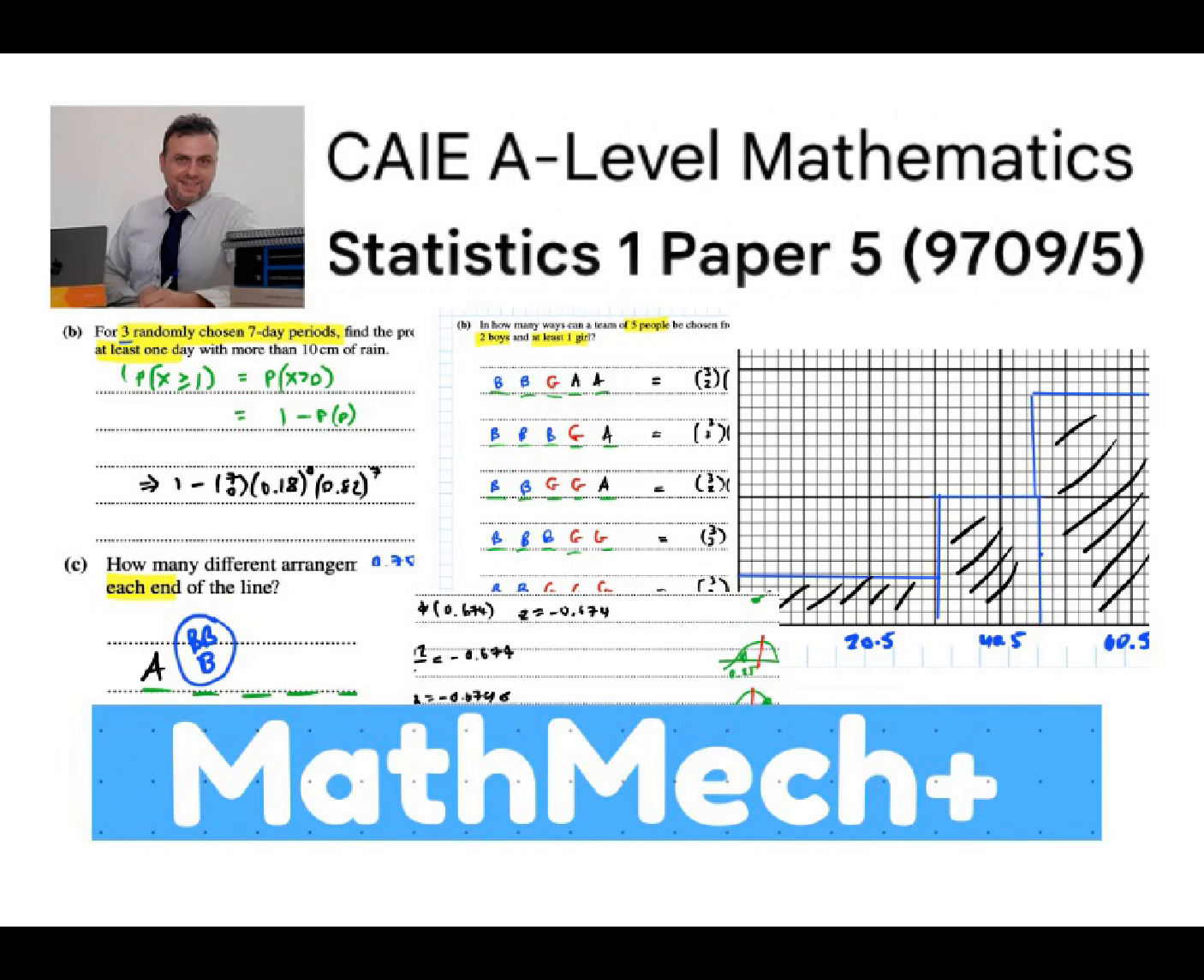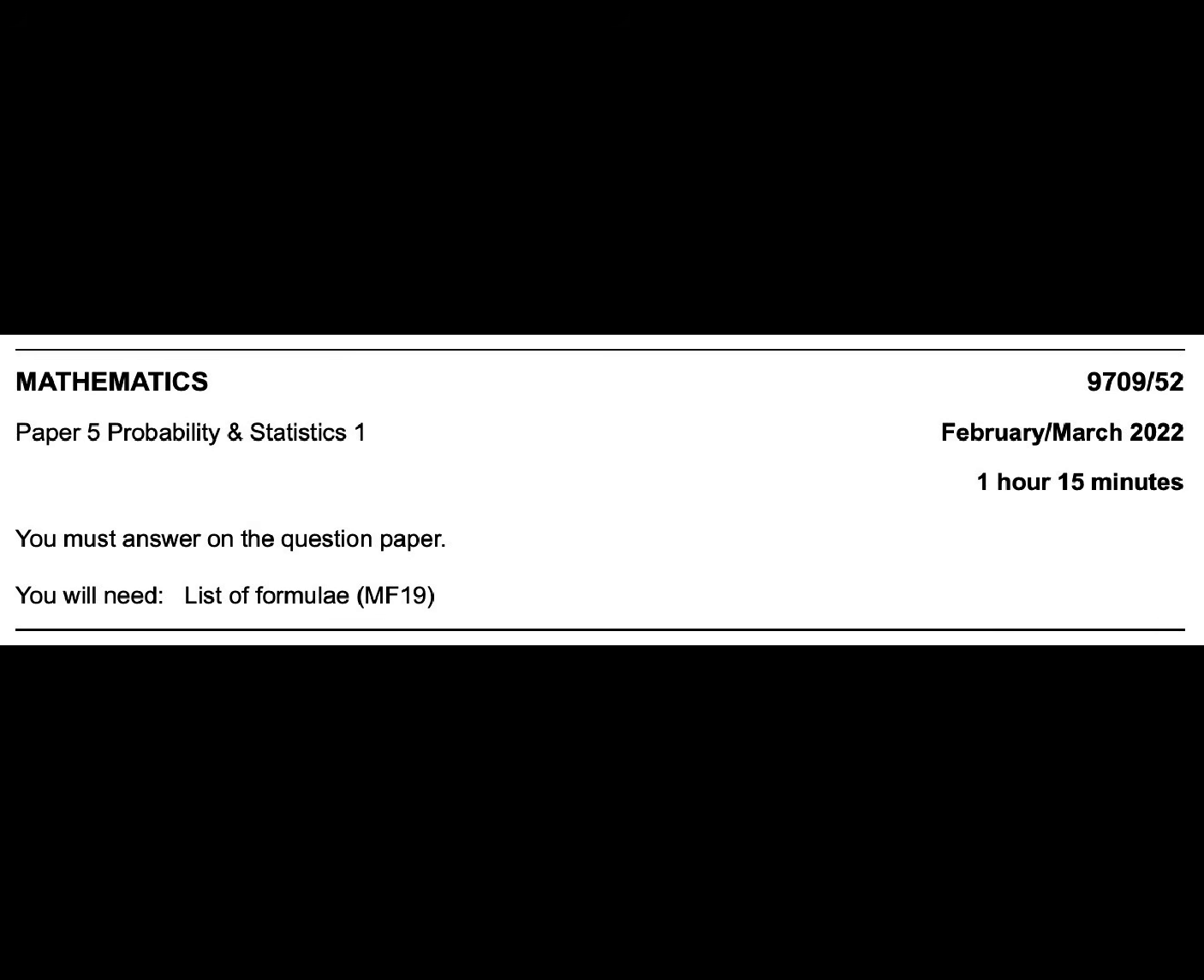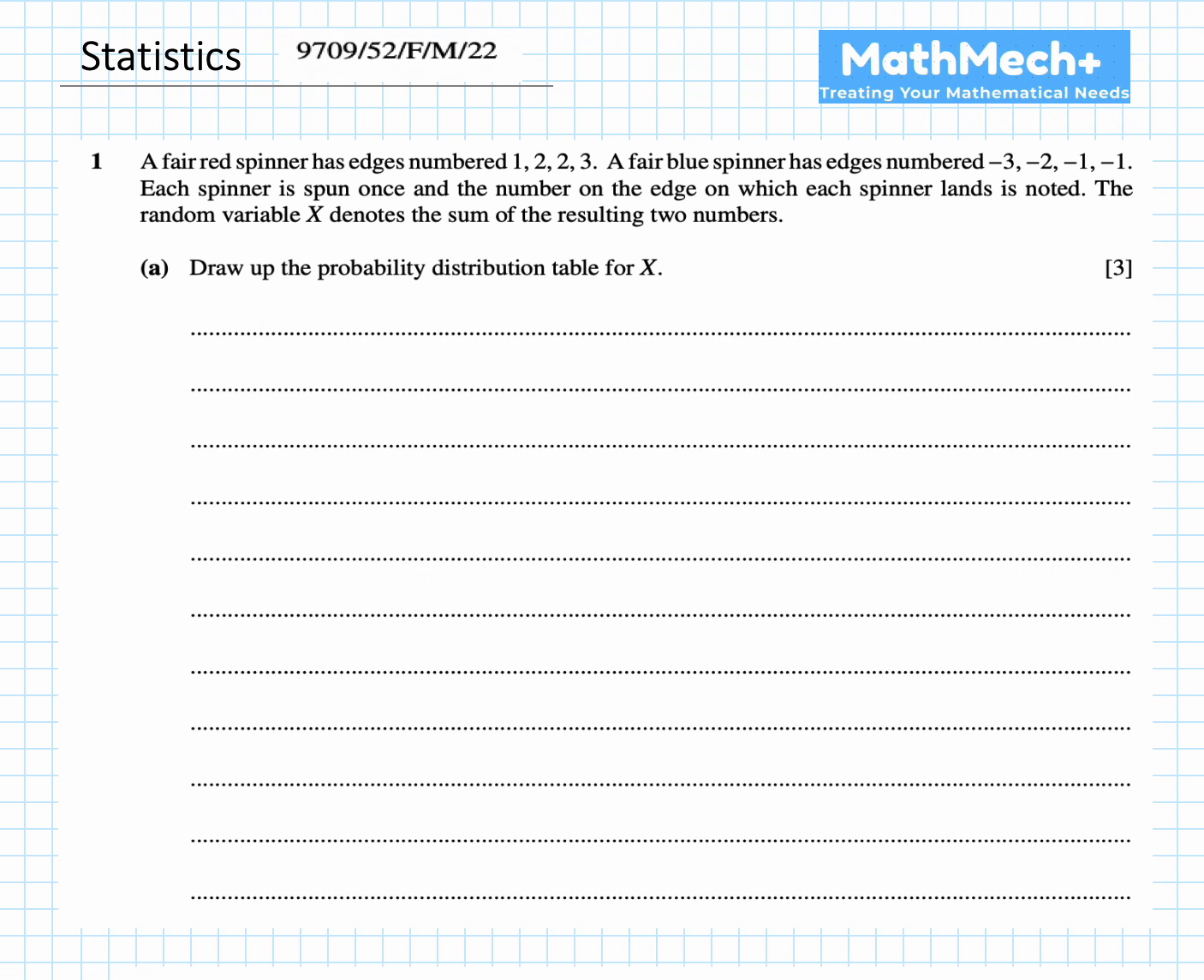Hello. In this video we are looking at paper 5, probability and statistics for February-March 2022. And our first question here, we have two spinners. We've got a red spinner with those numbers and a blue spinner with the edges of these numbers. And it appears we have to find the sum. So eventually we have to find a probability distribution table or draw one.